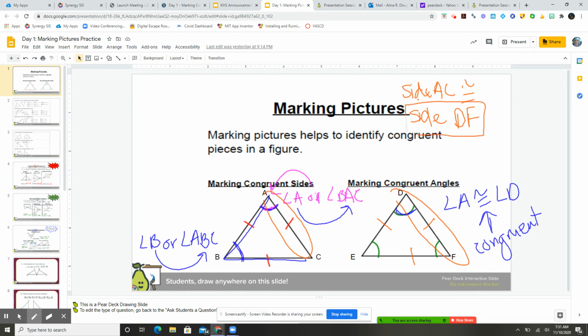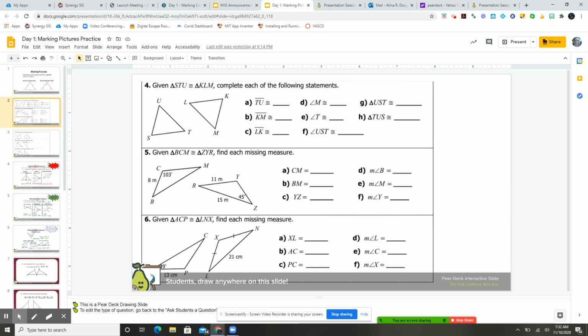Sides are named with 2 letters. Angles are named with either 1 or 3. So sides are labeled with 2 letters and angles are labeled with either 1 or 3. Sounds super basic, but people are going to make mistakes as we move forward here. So just call out. There is a key up here. We do need to talk about this.